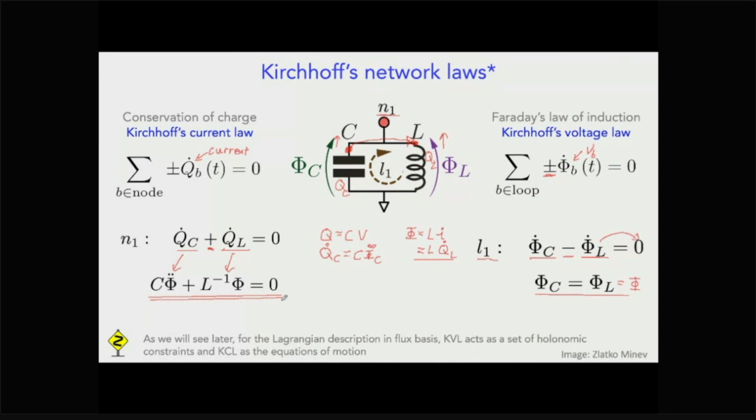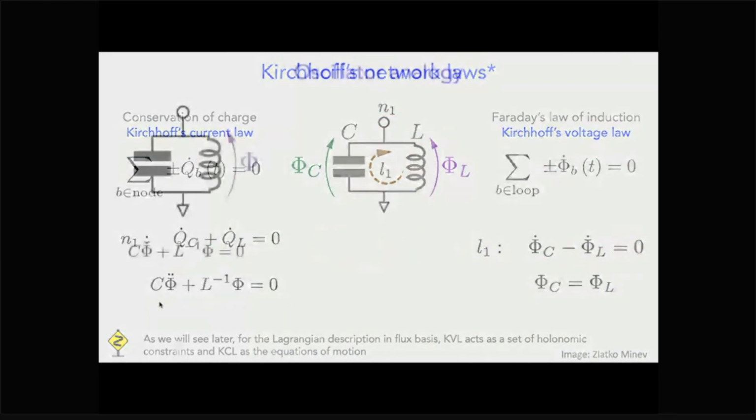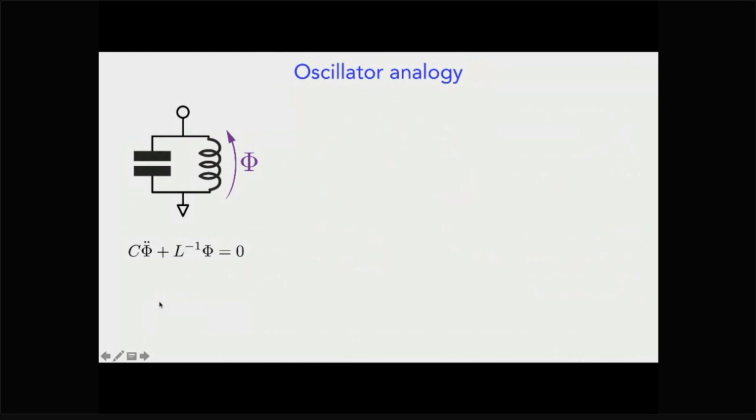And here we come to our first oscillator, because we see that the second time derivative of phi is related to the position of phi. So what does that look like? Okay, here's the same equation again, bringing it back.